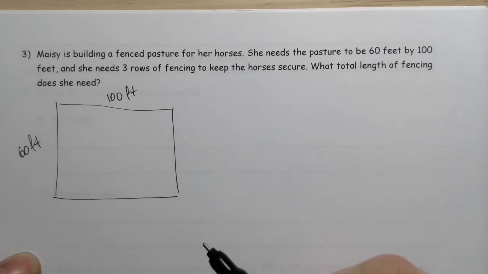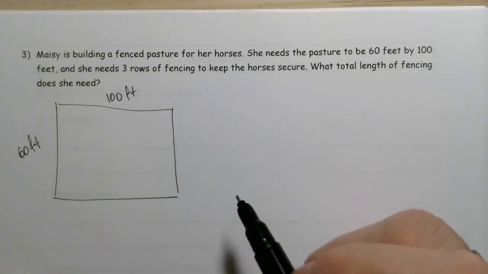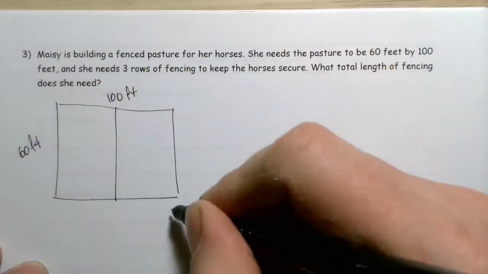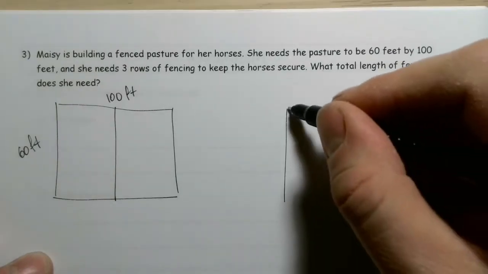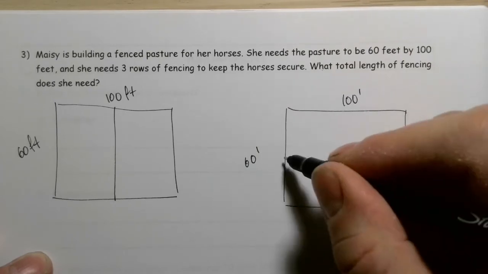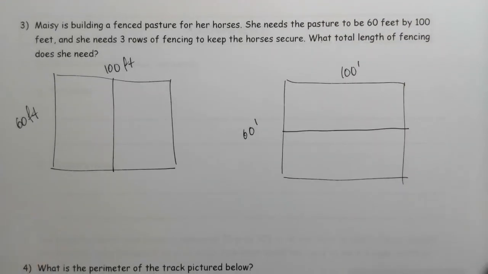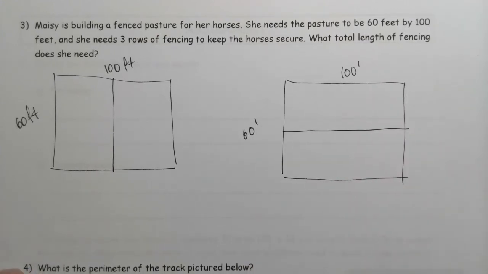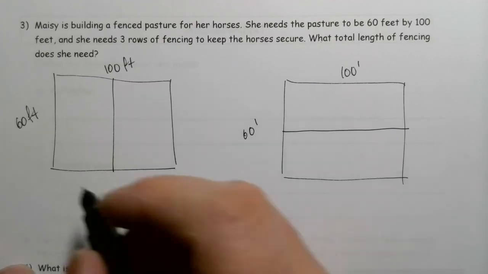Okay, well, we could do this in a couple of different ways. So one way is going to add a little bit more to the length here. One is going to take it away here. But we need three rows of fencing to keep the horses secure. So I could either have one, two, three, or I could do it like this. Here's 60 feet. Here's 100 feet. And I could go like that. So, which one is it? Doesn't really say. So, we'll do both.